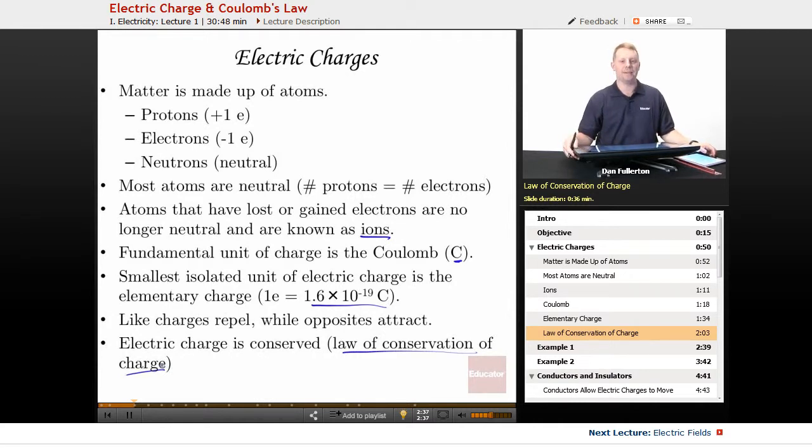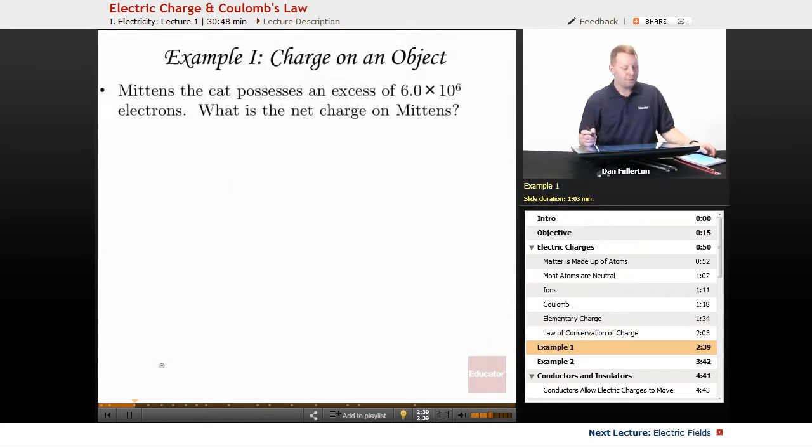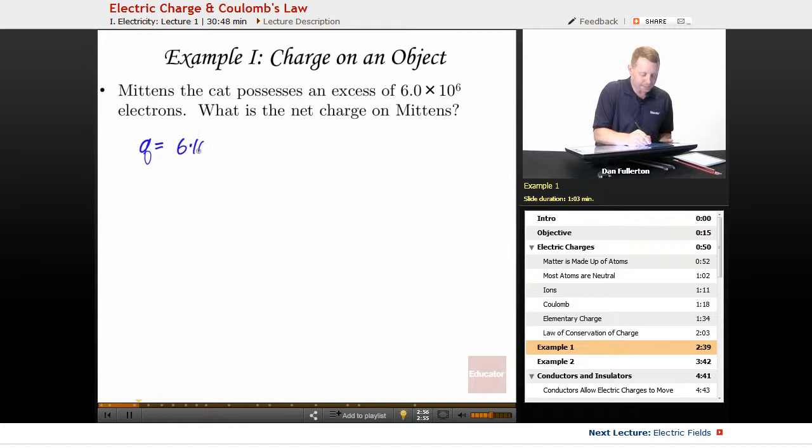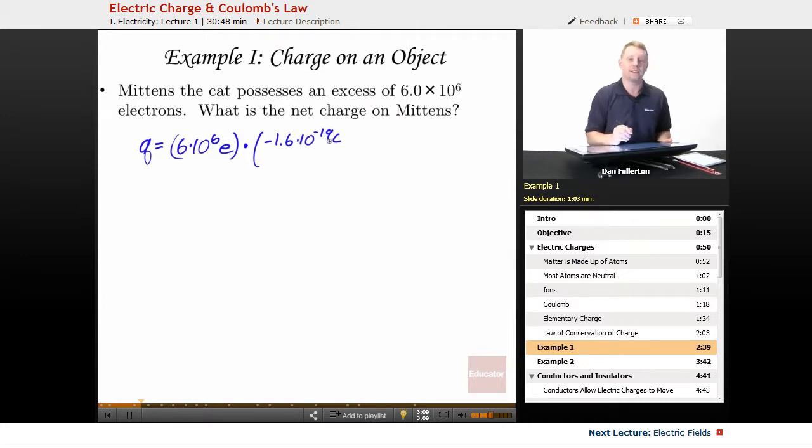So let's take a look at an example or two and see how this works out. First off, Mittens the cat possesses an excess of 6 times 10 to the 6th electrons. What is the net charge on Mittens? Well, the way I'd go about doing that is let's find the charge, abbreviated with the Q, is equal to, well, we have 6 times 10 to the 6th elementary charges, and the charge on each one of those electrons is negative 1.6 times 10 to the minus 19 coulombs, because electrons are negatively charged, for every elementary charge or electron.